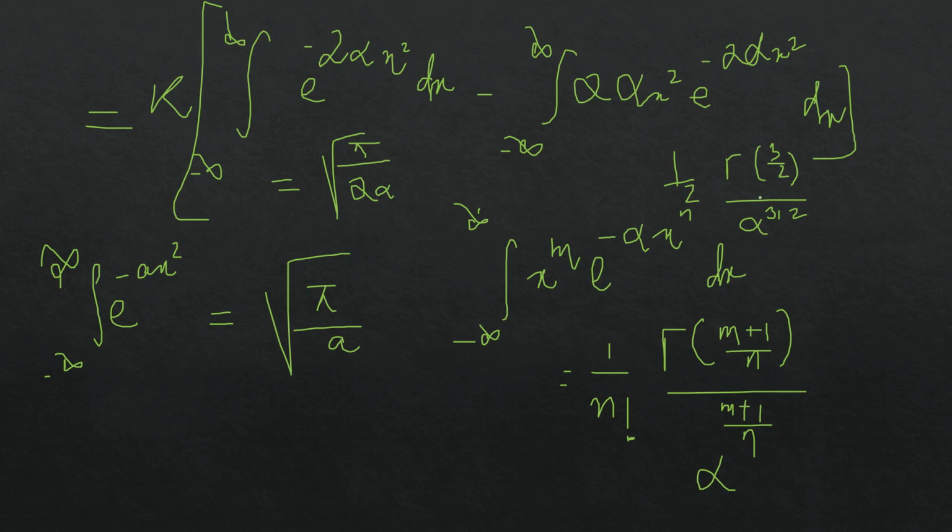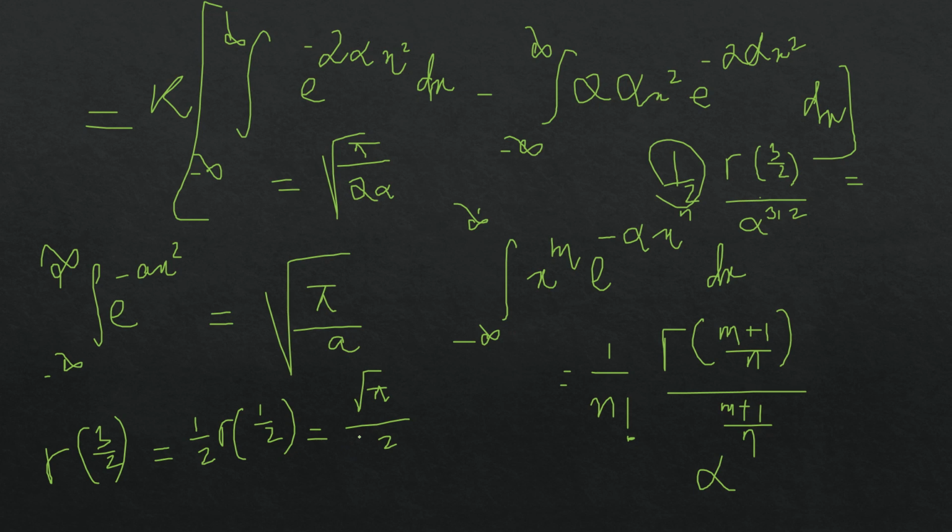Okay, so gamma 3 by 2 is how much? Gamma 3 by 2 is 1 by 2 gamma 1 by 2. Gamma 1 by 2 is root pi. So root pi by 2. And divided by, this is another 1 by 2 here, 1 by 2, whole divided by alpha to the power 3 by 2.